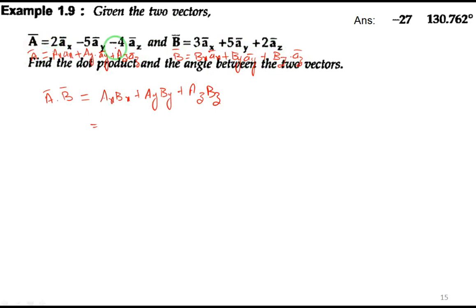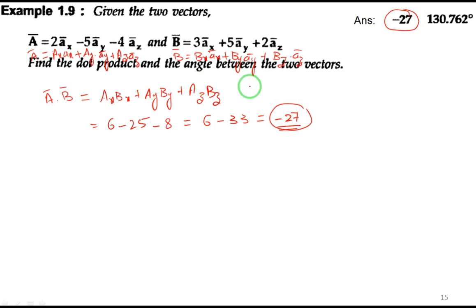So ax is 2 here and bx is 3. 2 into 3, 6. Then ay is minus 5 and by is plus 5. Minus into plus is minus, 5 into 5 is 25. Then az is minus 4, bz is 2. Minus 4 into plus 2, so minus into plus is minus, 4 into 2 is 8. So you calculate this, how much will you get? You will get minus 27. Always we have seen the dot product of two vectors is a scalar quantity, right? So the answer is minus 27, we got it.